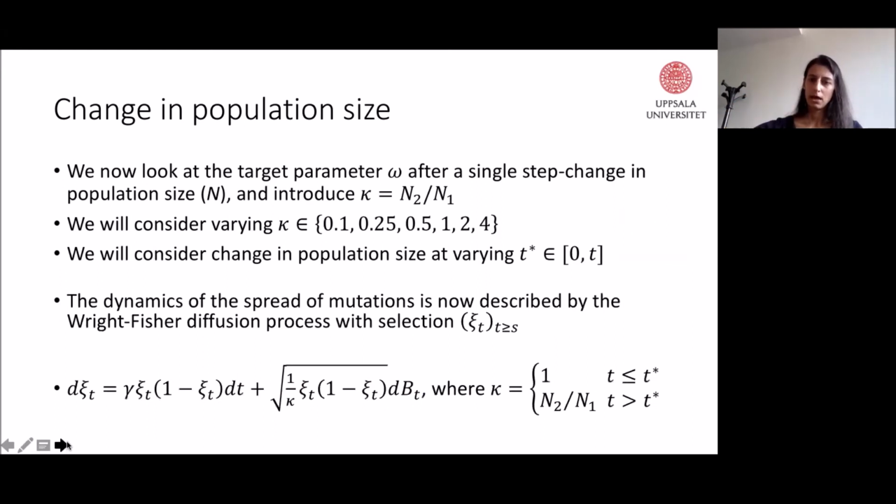That means we can now describe our Wright-Fisher diffusion process by introducing our parameter kappa into the Wright-Fisher diffusion process from the time of the step change. And this is what we have been doing.